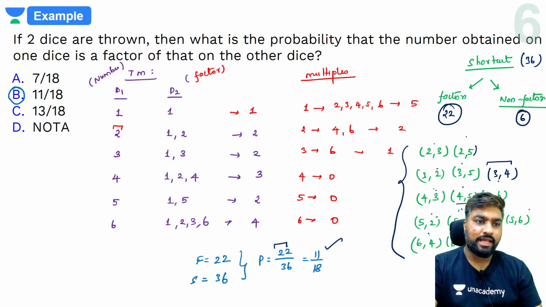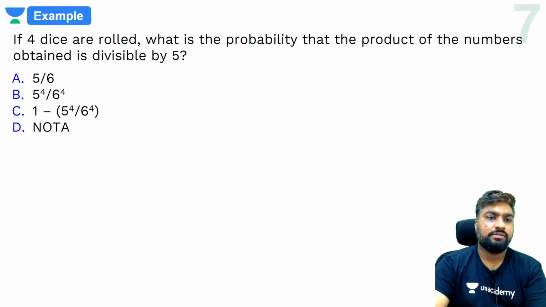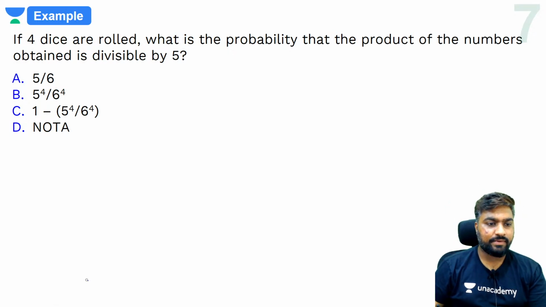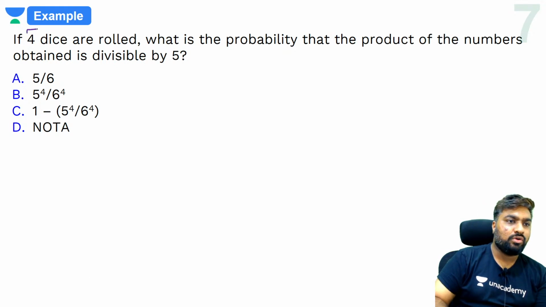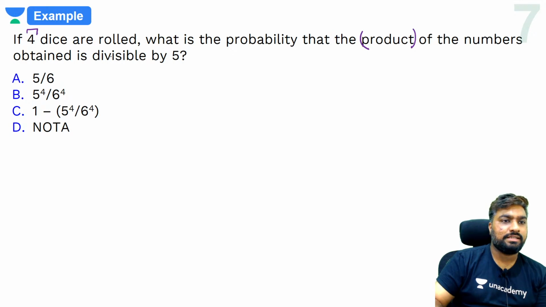Cool. Let's go to the next question now. Shall we try this one out? Read this carefully. What is this? If 4 dice are rolled, what is the probability that the product of the numbers obtained is divisible by 5?